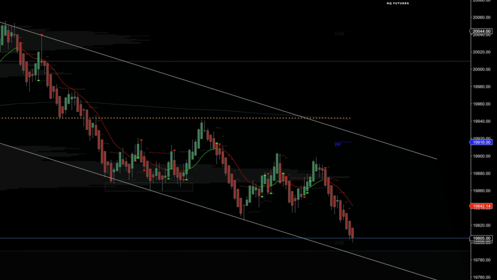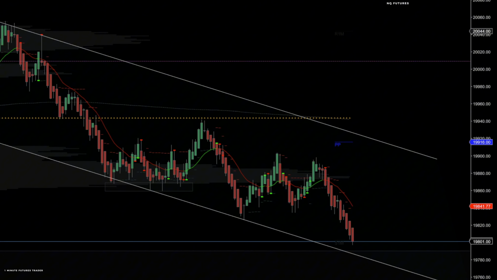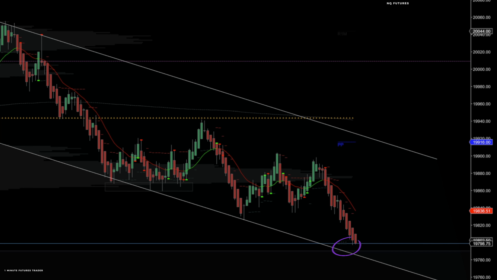Today is Thursday, March 20th, and we are looking at NQ price action. This is a 1200 tick chart. This is an afternoon session where price is doing a down channel. Right now, it is testing the S1M level.